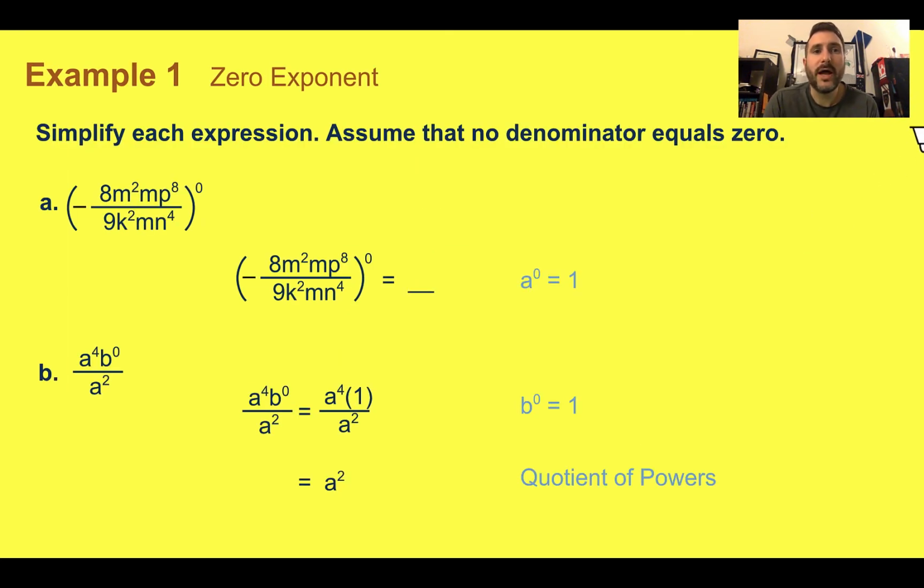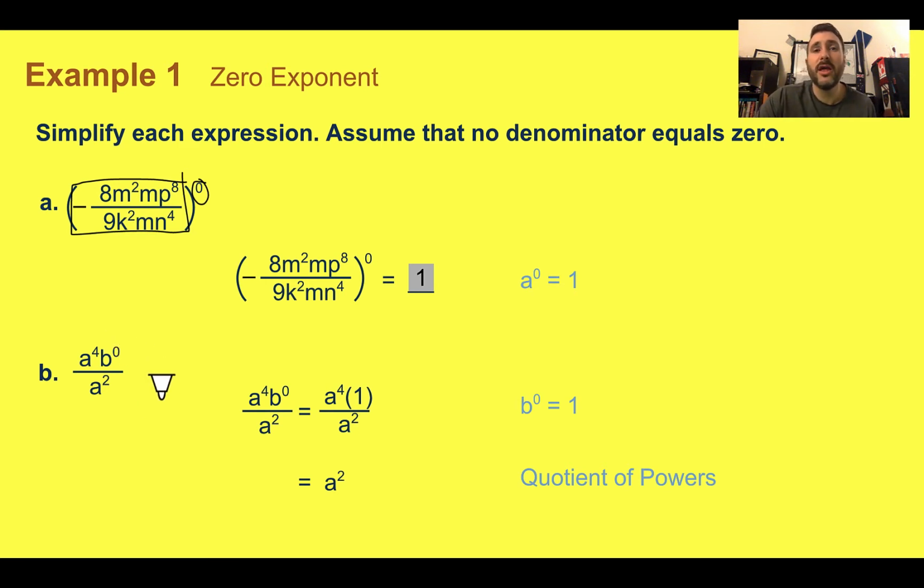Example 1. Zero exponent. Simplify each expression. Assume that no denominator equals 0. So we have that expression here. We can see that it's to the 0 power. So no matter what we do, this whole thing is going to be equal to 1, because anything to the 0 power equals 1.